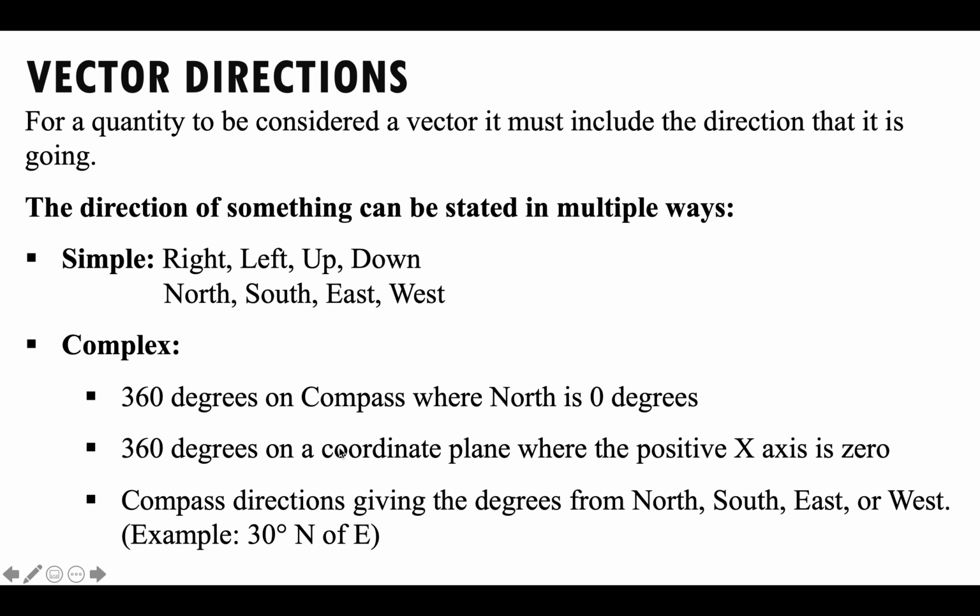Then there's 360 degrees on a coordinate plane where the positive x-axis is 0. Think of a coordinate plane from math class where your positive x-axis is 0, and then you go around like a unit circle, where north would be 90, west would be 180, south would be 270, and then back to 0 at your positive x-axis.